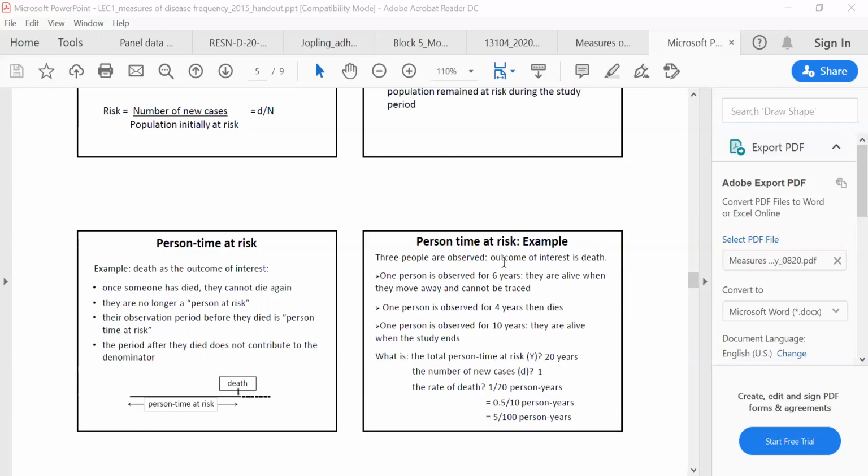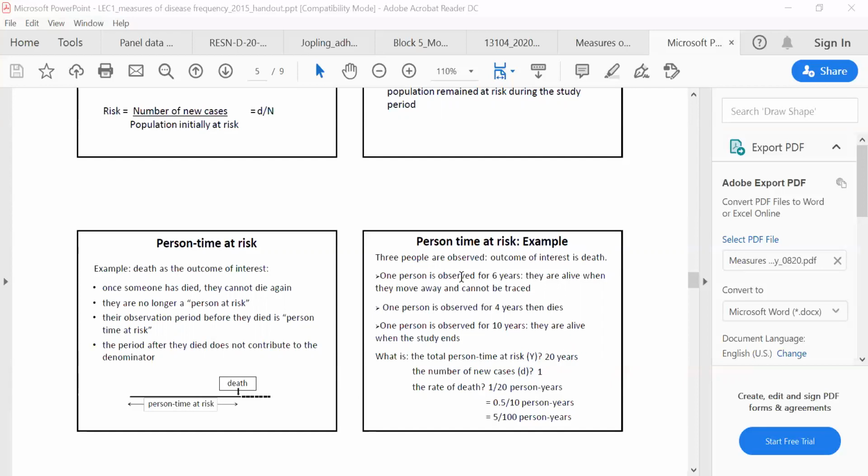Three people are observed and the outcome of interest is death. One person is observed for 6 years. They are alive, they move away and cannot be traced. One person is observed for 4 years, then they die. Another person is observed for 10 years, they are alive when the study ends. What is the total time at risk? This one was followed for 6 years, this one for 4 years, this one for 10 years.